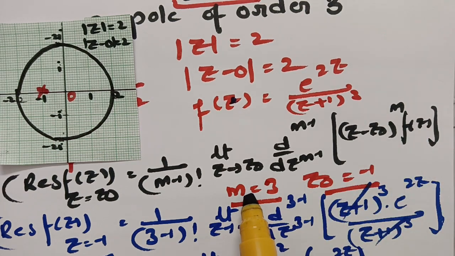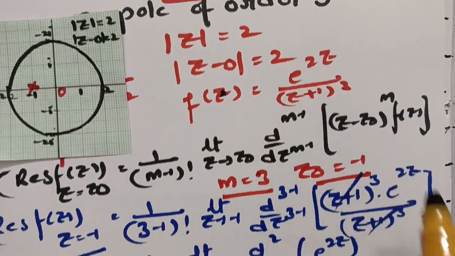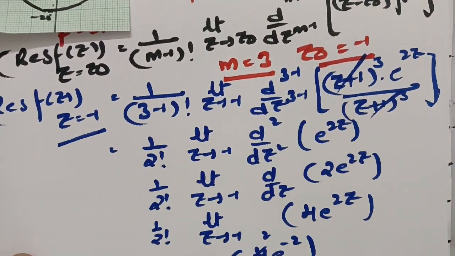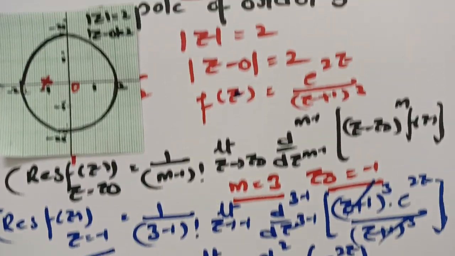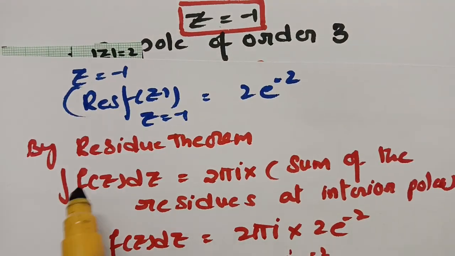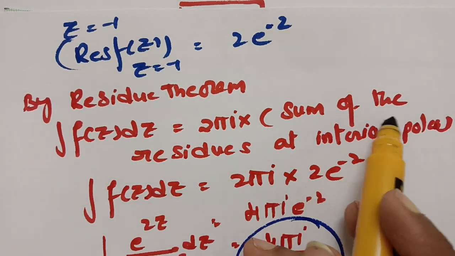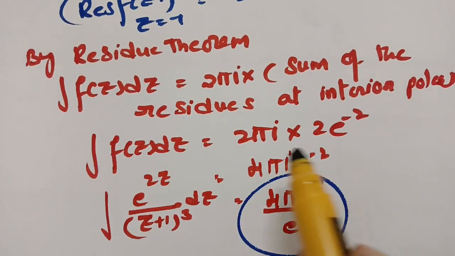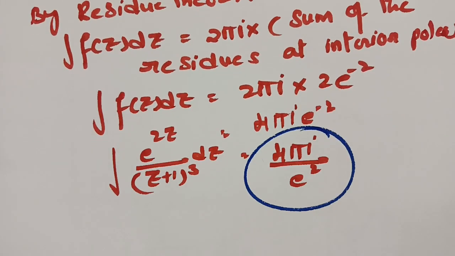Here m is the order value 3 and z naught is the pole value minus 1, and f of z is this one, and after substituting everything here, we got the residue value as 2 into e to the power of minus 2. So according to our residue theorem, integral f of z dz is nothing but 2 pi i into the sum of the residues at the interior poles, that is 2 pi i into 2 into e power minus 2. The value here is 4 pi i by e square. So this is how we have to solve.